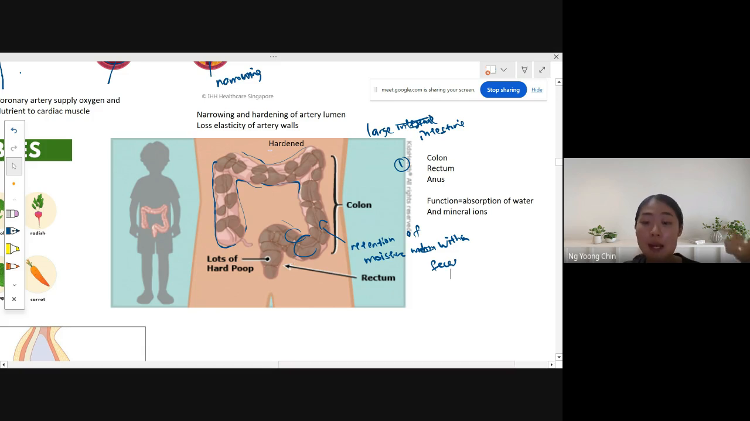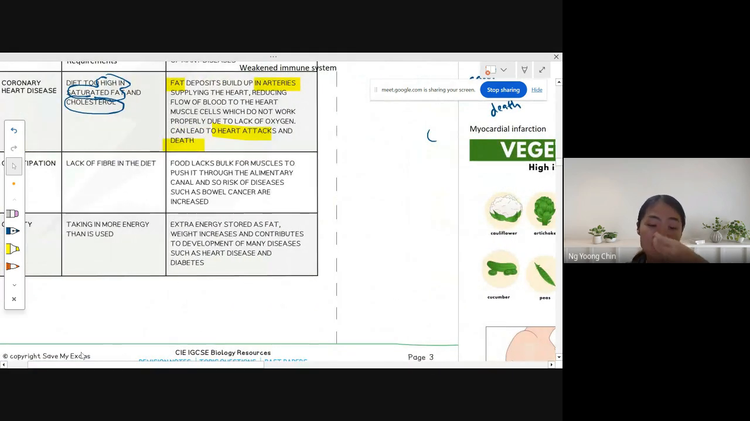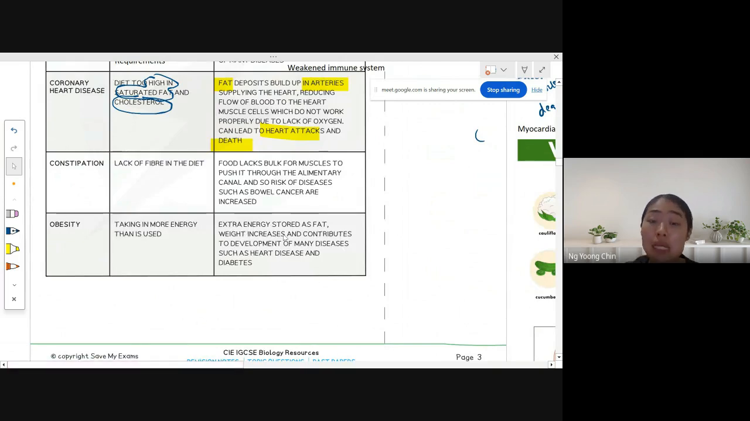Okay, so the function of fibers. Why do we need to eat fibers from fruit and vegetables? Because fiber is able to hold water. Cellulose fibers, sorry, I typed it wrong. Fiber is able to hold the water inside feces. This allows retention of the moisture within the feces. Okay, so this is the function of fiber.